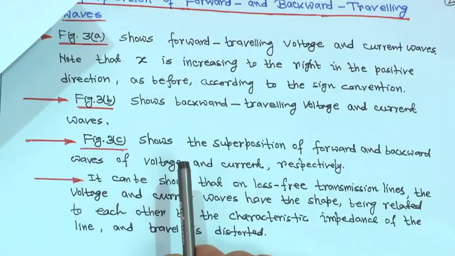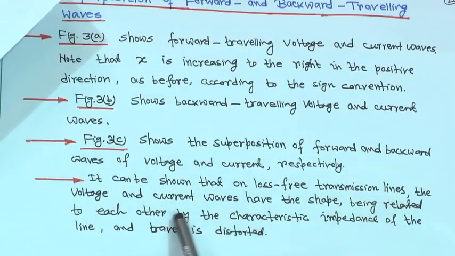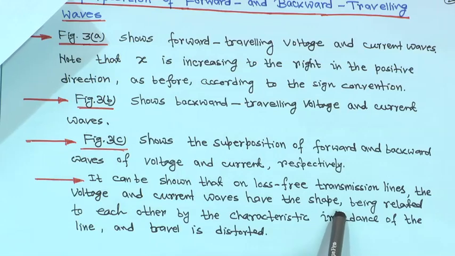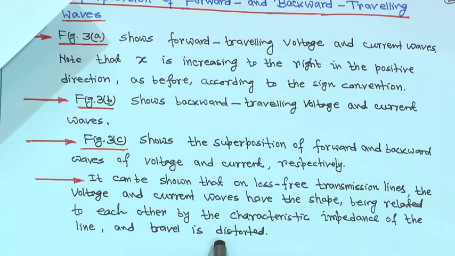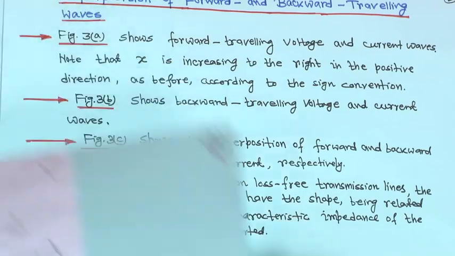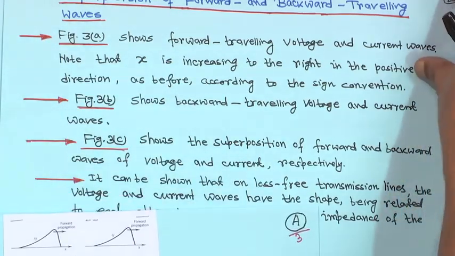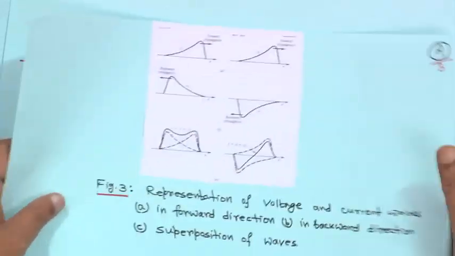It can be shown that on loss-free transmission lines, the voltage and current waves have the same shape, being related to each other by the characteristic impedance of the line, and travel undistorted. We will see later how things are happening.